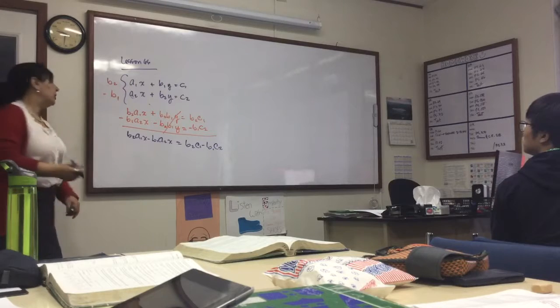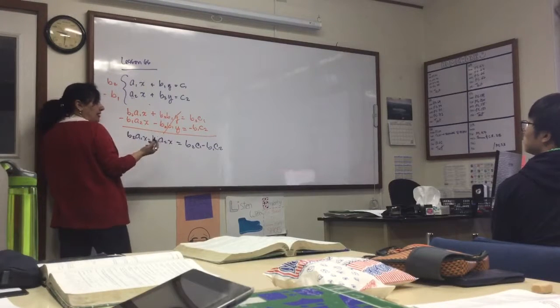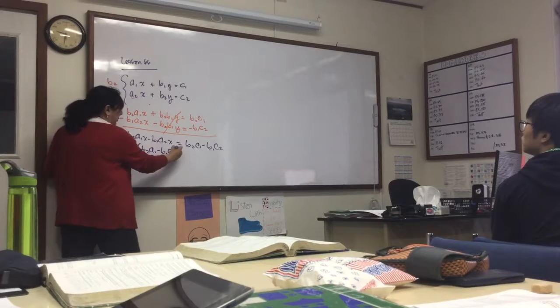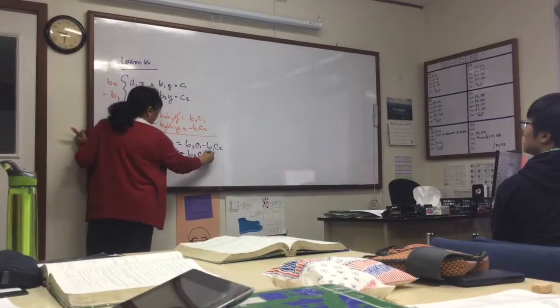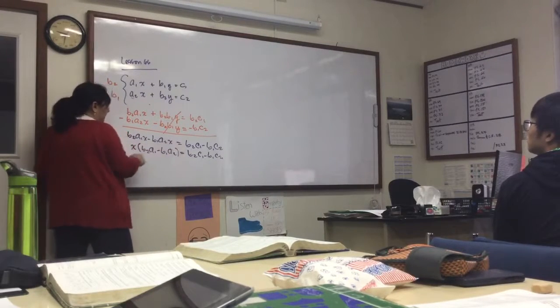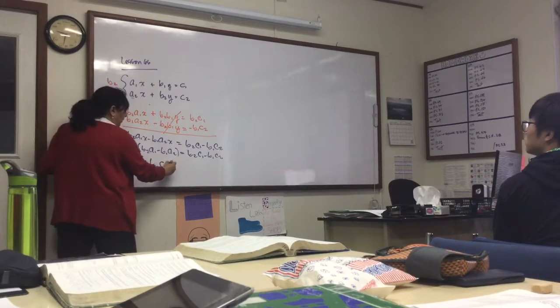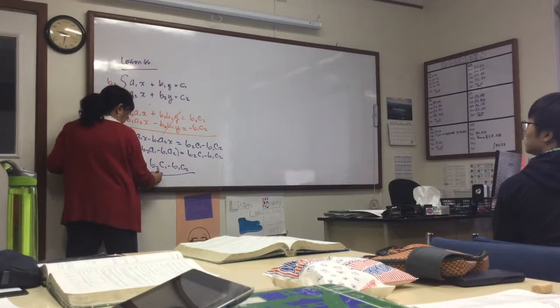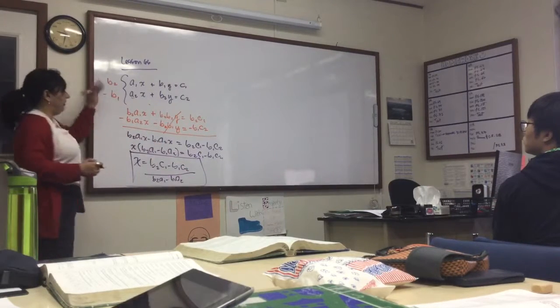Is somebody lost so far? Or we're all good? Okay. So now I'm solving for x, so naturally I have to take the x out, right? And I've got b2 a1 minus b1 a2 times x equals b2 c1 minus b1 c2. So nothing weird there. I divide both sides by b2 a1 minus b1 a2, so I leave the x by itself, and I've got x equals b2 c1 minus b1 c2 over b2 a1 minus b1 a2. And that is my formula when I have this.